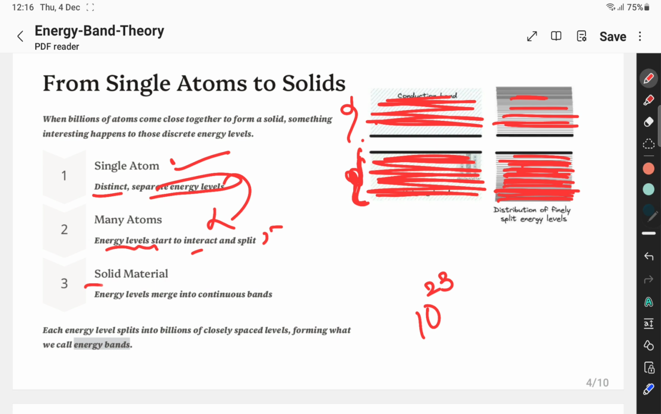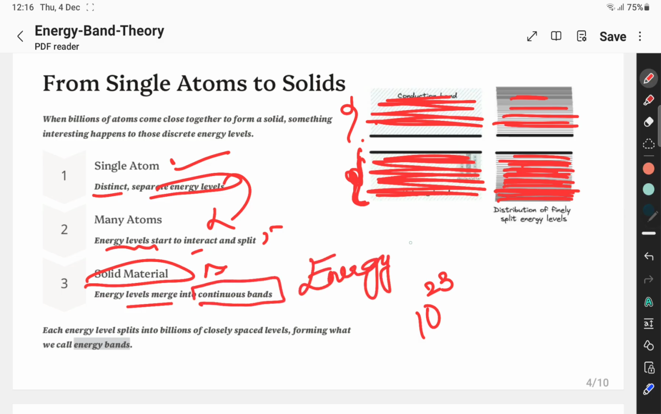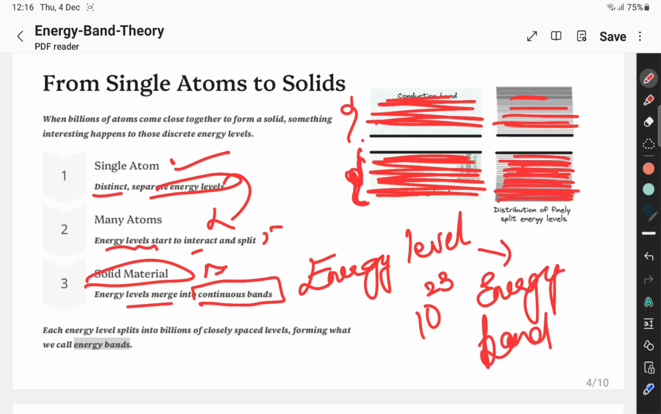And when we come to solid materials like crystals, what happens? The energy levels merge into themselves, and they form continuous bands, which is said to be an energy band rather than an energy level. We say it as an energy band.